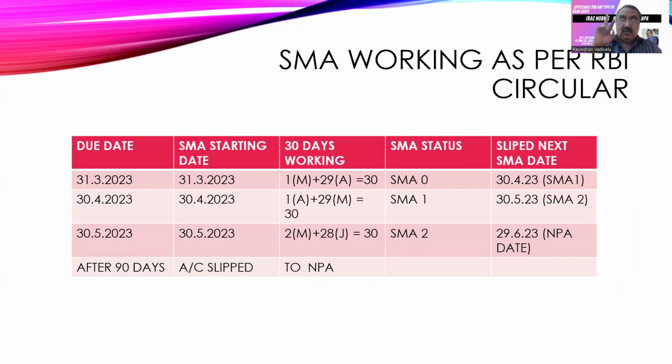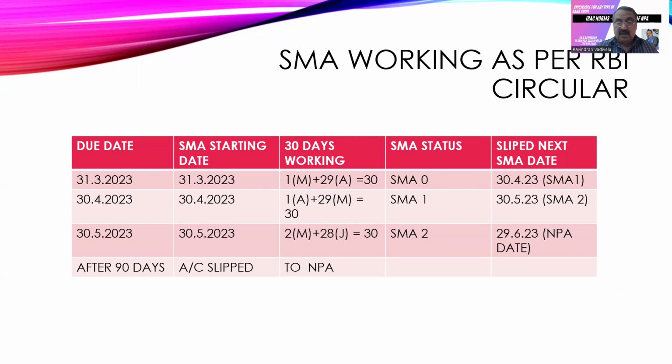And it slipped to SMA 1 on 30/4/23. Again, from 30/4/23, the SMA status of 1 comes up to 29th May 2023, where 30 days ends. So it slipped into SMA 2 from 30/5/23. And again, SMA 2 runs from 30/5/23 to 28th June of 23. If the amount, that is the overdue amount, has not been paid, or if the out of order has not been regularized on or before 28th June, then that account will slip into NPA. That is, after 90 days, this account will slip into NPA. So this is a very, very important thing that you have to remember.